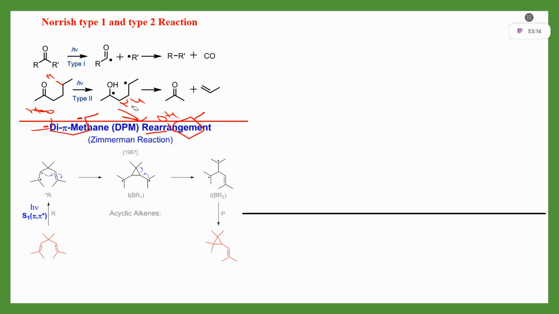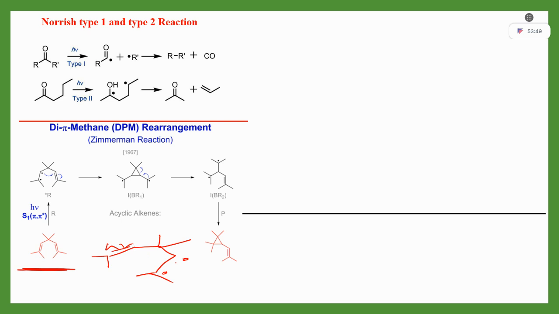Next comes the di-pi-methane rearrangement. So students, in di-pi-methane rearrangement, let me draw. Again, this is your starting material. The sequence to do these types of questions: first you have to make a biradical on one side. Then you cleave the right side also and make a cyclopropane.